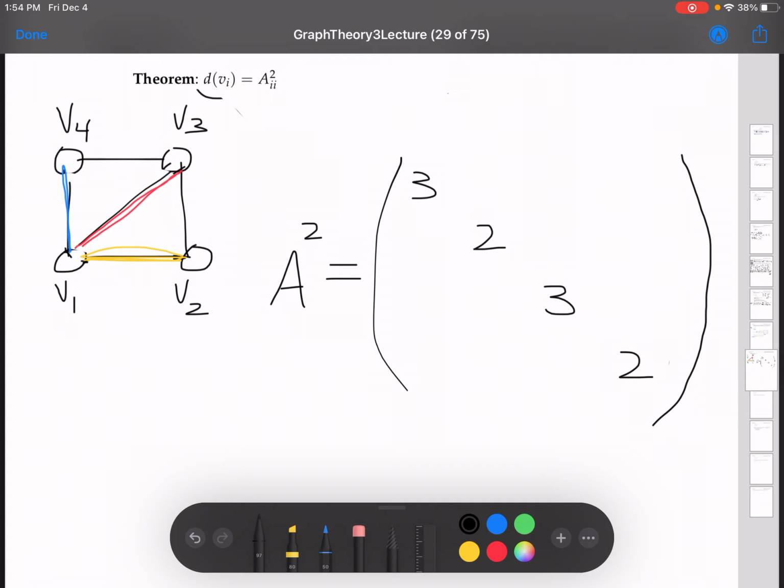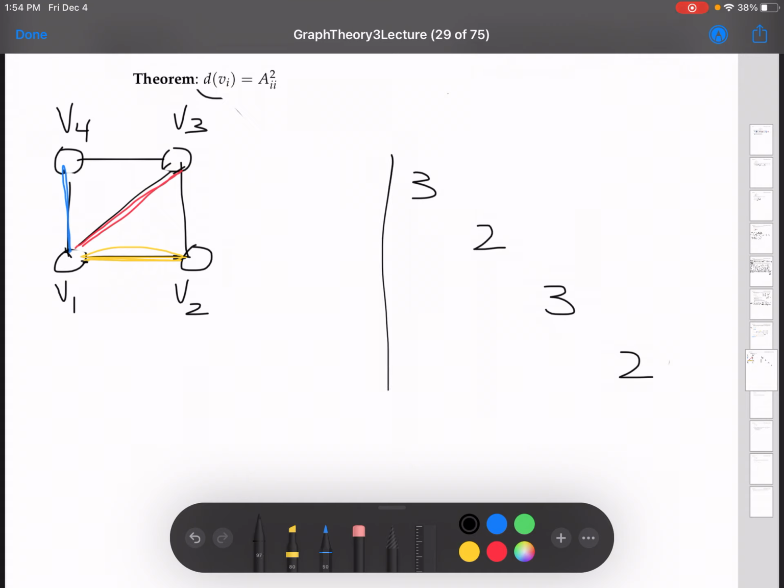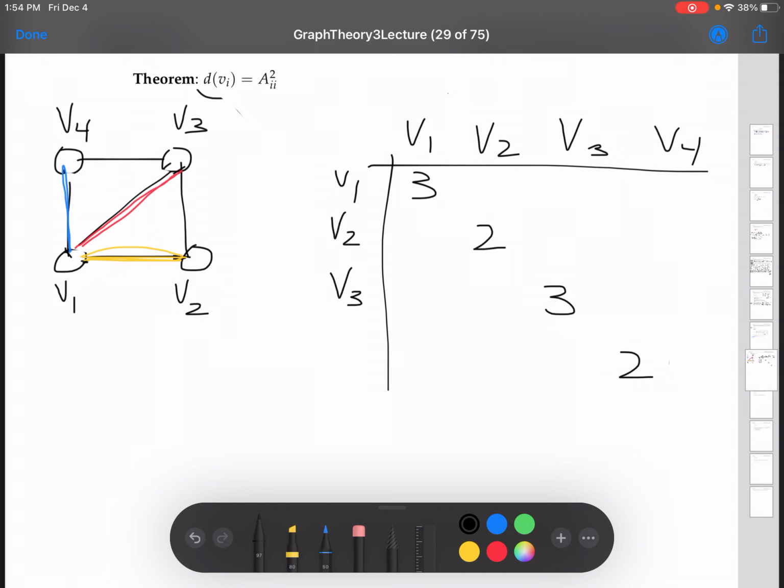All right, so maybe we should fill out the rest of the matrix. Let's think of this again with the grid idea. So you've got V1, V2, V3, V4 across and V1, V2, V3, V4 down. This entry right here is going to be the number of two-edge walks from V1 to V2. Maybe I should redraw some of these. How many two-edge walks do we have from V1 to V2? You have 1 there, and that's it. So that's going to be a 1.